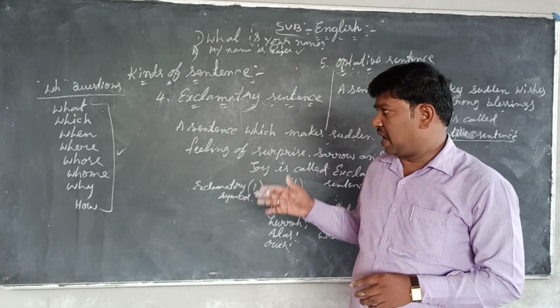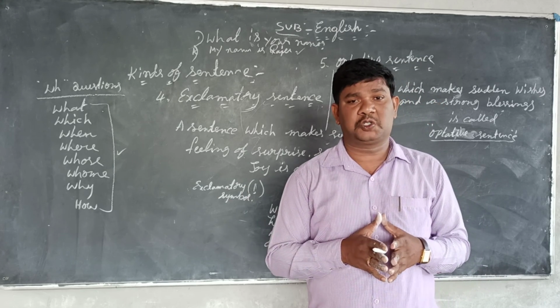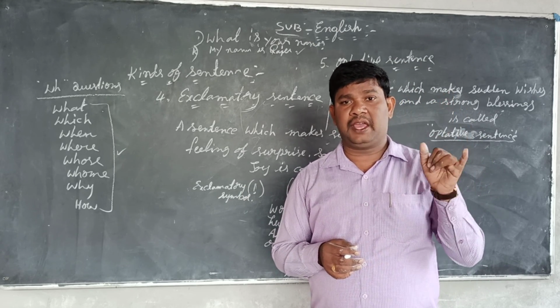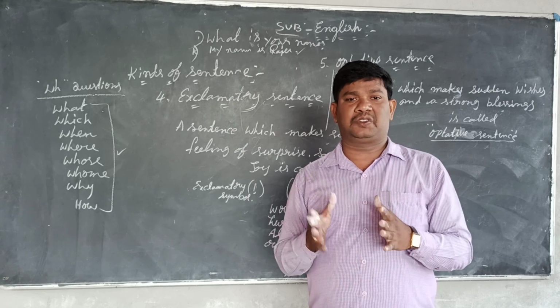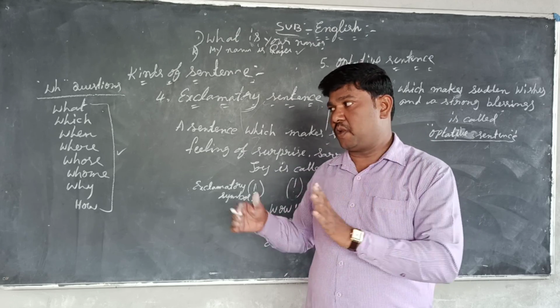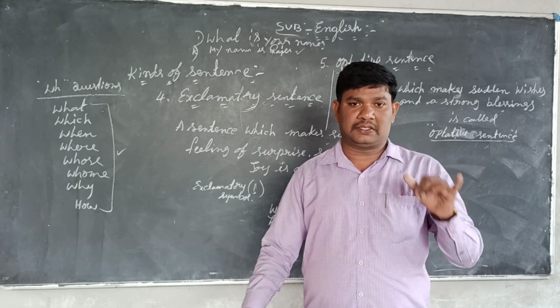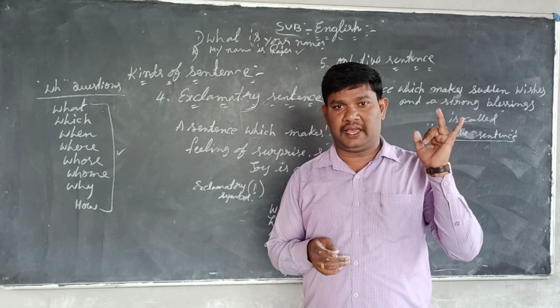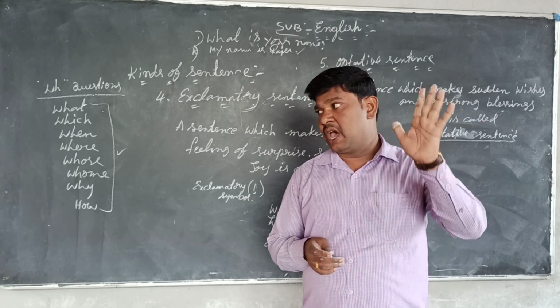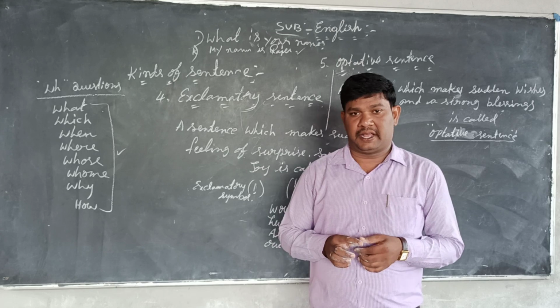These are the 5 types of sentences we have learned today. So, sentence, sentence meaning, examples, and kinds of sentences. How many kinds of sentences? 5 types: assertive or declarative sentence, interrogative sentence, imperative sentence, exclamatory sentence, and the fifth one is the optative sentence.